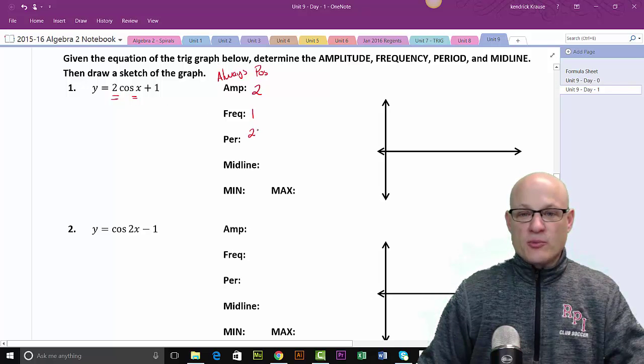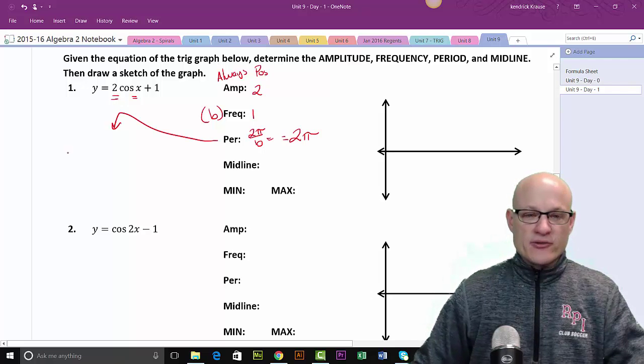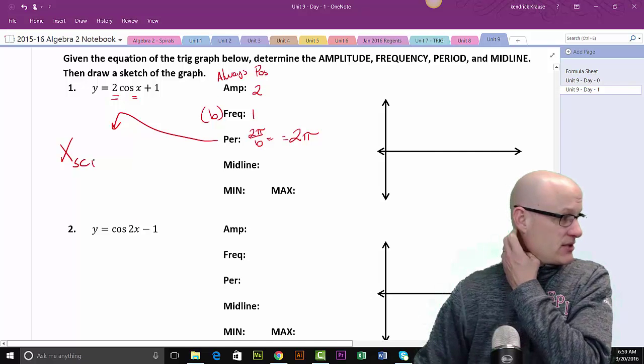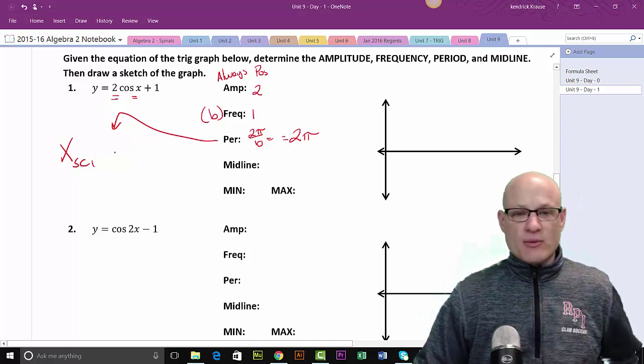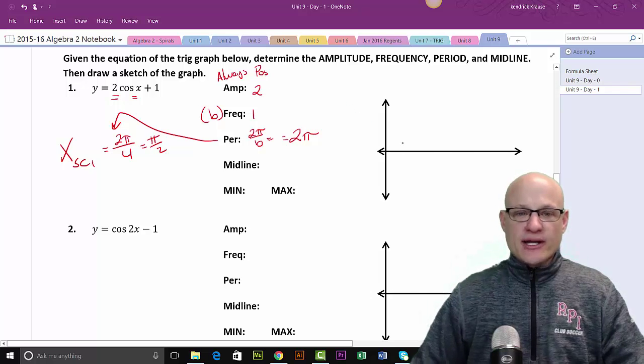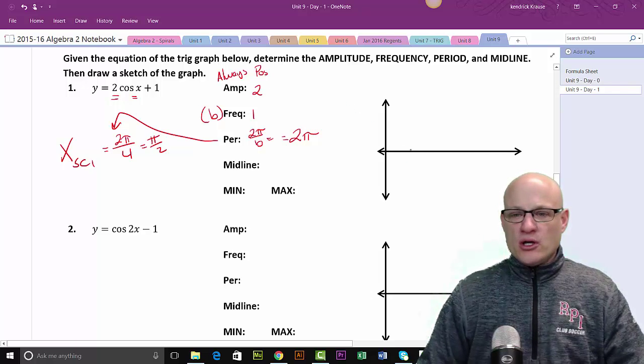Our period is 2 pi over the b, or the frequency. Remember, this is what we call b, which in this case would be 2 pi over 1, which is just 2 pi. Now, the one thing I did forget to put in here is x scale, because I want to graph this puppy. I want to sketch this graph. So my x scale would be 2 pi over 4, which of course is just pi over 2. So we're going to count by pi over 2s.